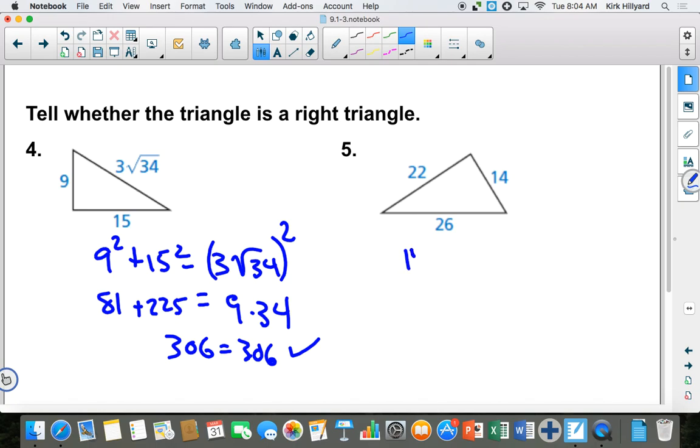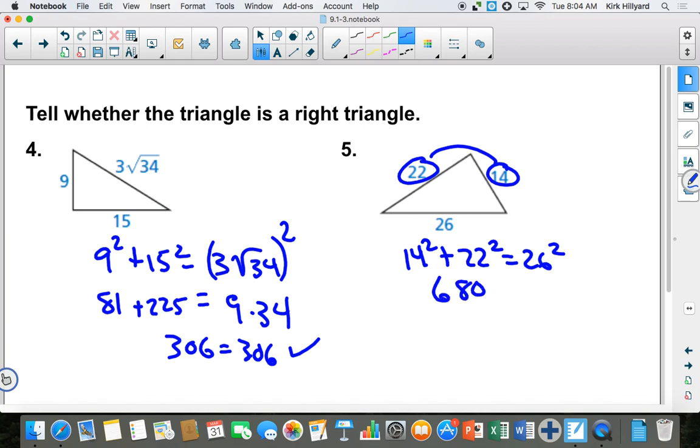You can do the same thing here. 14 squared plus 22 squared equals 26 squared. How do you know what numbers to put where? Yes, you can look at it, but you put the smaller 2 numbers together and set them equal to the larger number, and that's what you're checking for. 14 squared plus 22 squared is 680. And 26 squared is 676. So no, they are not equal to one another, so this is not a right triangle.